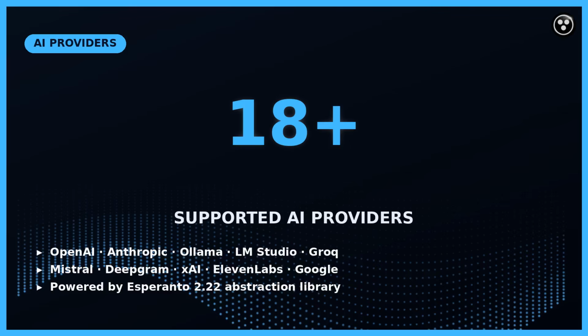Let us talk about the 18+ AI provider support. The engine behind it is the Esperanto library, a unified abstraction layer that normalizes every major provider into one interface. You configure providers in the settings UI. OpenAI for GPT models, Anthropic for Claude, Ollama or LM Studio for fully local, fully private inference at 0 cost. Groq for ultra-fast Llama and Mistral for European privacy deployments. Deepgram for speech. ElevenLabs for premium voice synthesis. XAI Grok. Google Gemini.